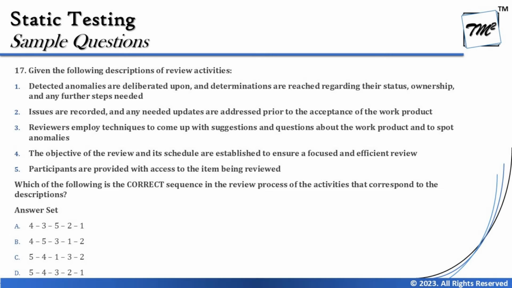Then the second activity is that issues are recorded. Then reviewers employ techniques to come up with suggestions. Fourth, the objective of the review and its schedule are established. And finally, the participants are provided with access to the item being reviewed. So which of the following is the correct sequence in the review process of the activities that correspond to these descriptions?